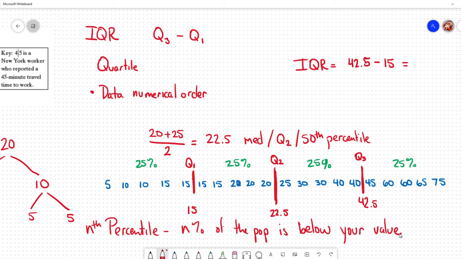Now, this is the definition for AP Stats. Some books, if you come across it, might say the percent of the population that is below or equal to your value. That is incorrect. It is the percent of the population that is below your value. Make sure you remember below, not less than or equal to. Strictly less than your value.